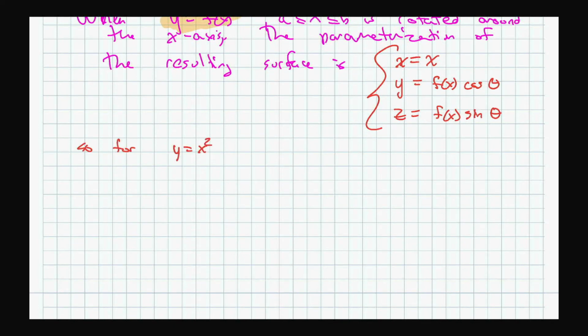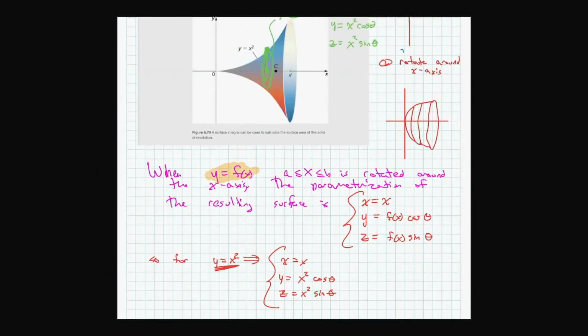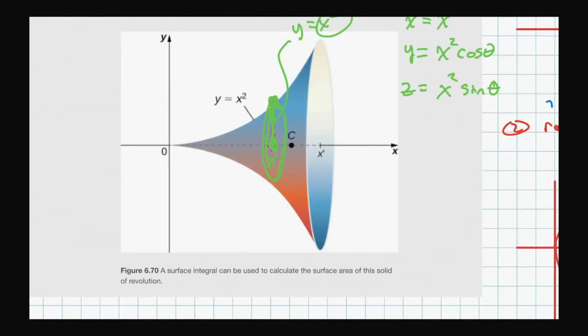So for this example, for y equals x squared, you just use x equals x, y equals x squared, because that's the function, cosine theta, z equals x squared, sine theta. And that will work for your parameterization. Okay, so that's just a way to parameterize this kind of situation whenever you've got a surface of revolution.